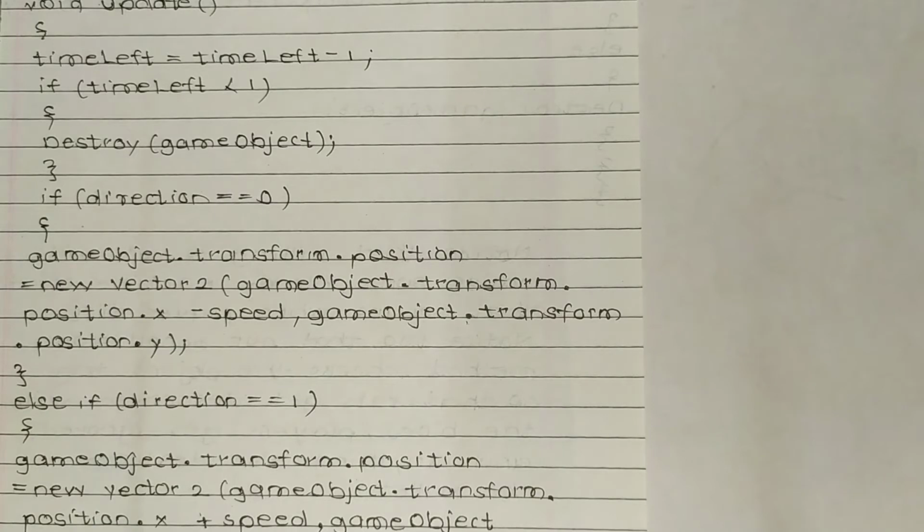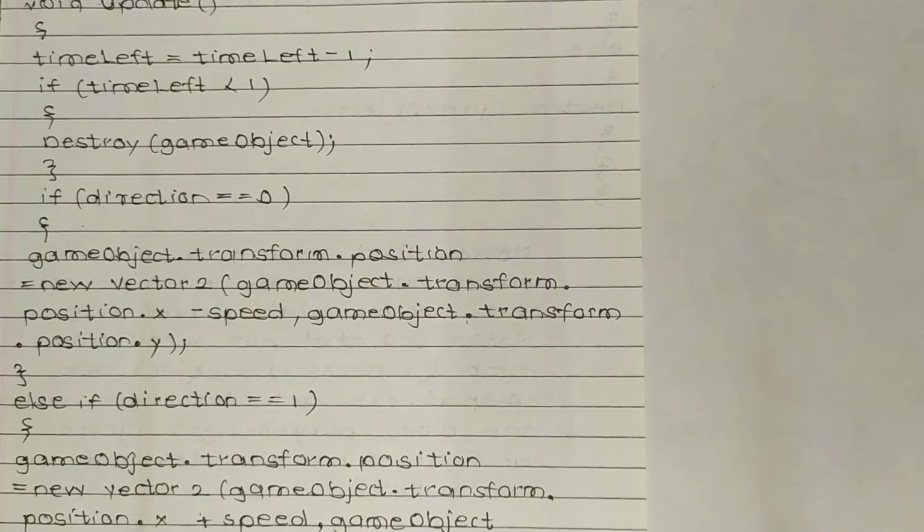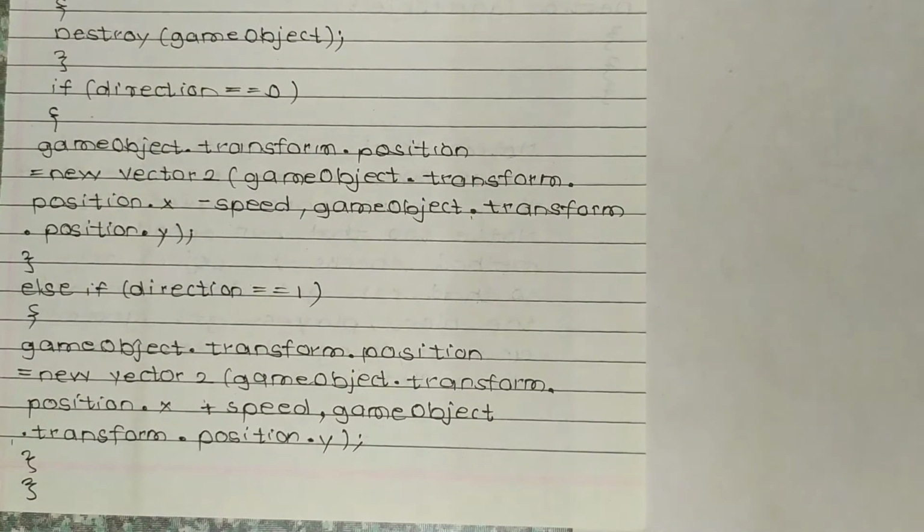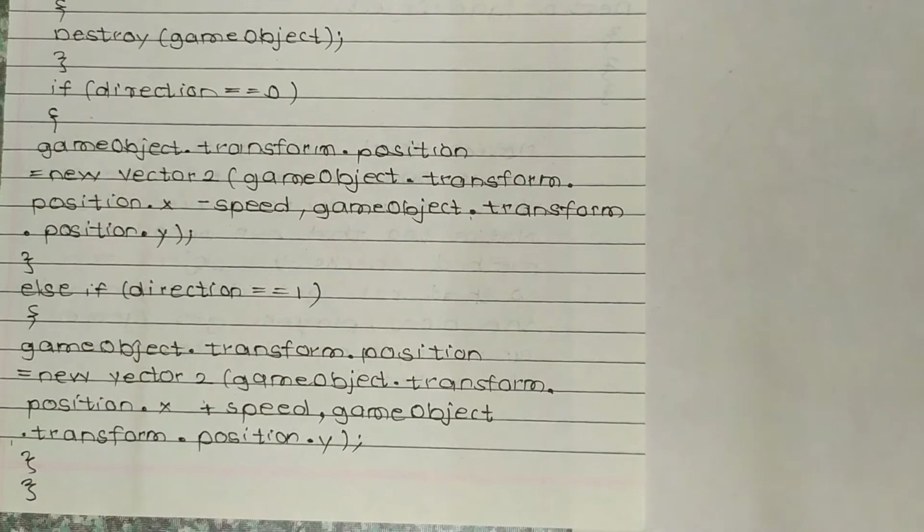If direction == 0, gameObject.transform.position = new Vector2(gameObject.transform.position.x - speed, gameObject.transform.position.y). Else if direction == 1, gameObject.transform.position = new Vector2(gameObject.transform.position.x + speed, gameObject.transform.position.y).